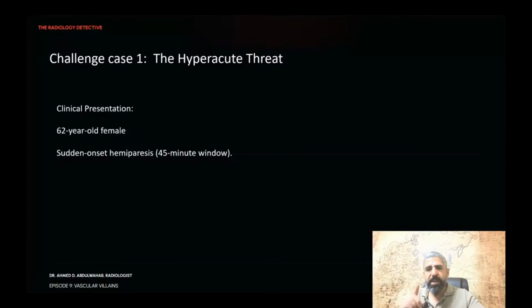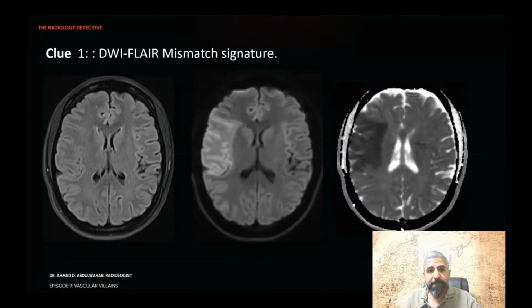Clue number 1 is the diffusion-weighted imaging and the FLAIR mismatch signature. Look at the axial diffusion-weighted imaging scans. There is an unmistakable bright white signal in the right MCA territory. This is it. And on the ADC, it looks hypointense, indicating acute ischemic stroke. But on the corresponding FLAIR sequence, the brain parenchyma looks relatively normal.